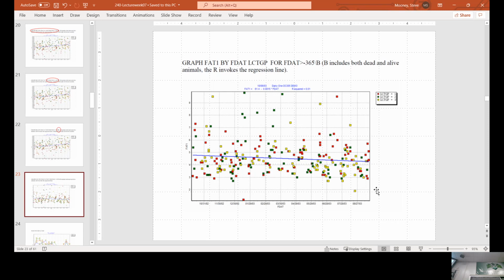If animals give a lot of fat on their first test day, what does that usually indicate? Anybody know? If animals are putting out a lot of fat, it usually means they're pulling a whole lot of fat off their body. Usually it is an indicator of ketosis. So these animals up here are at higher risk for ketosis.